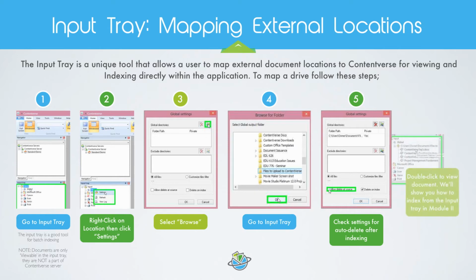Don't worry, everything is safe in Contentverse. Click OK to set the mapping process. Click on the input tray location to see the mapped location and the documents. Note that the input tray is a good tool for batch indexing documents with like values.